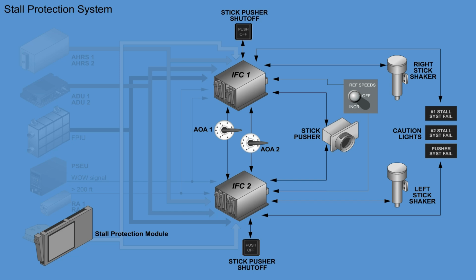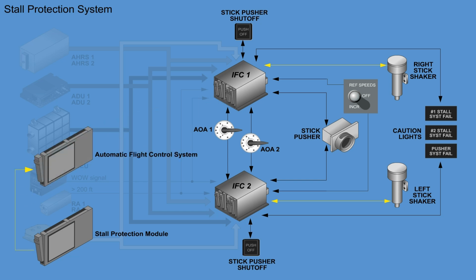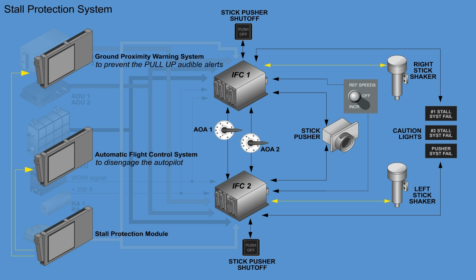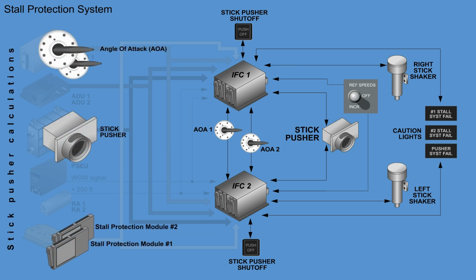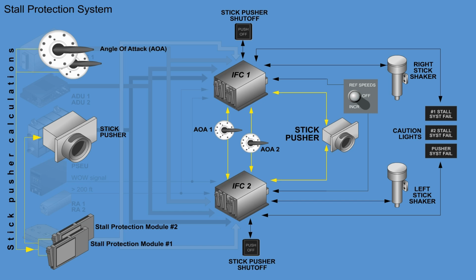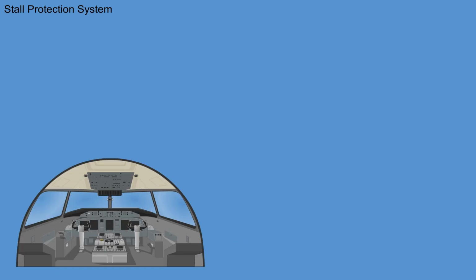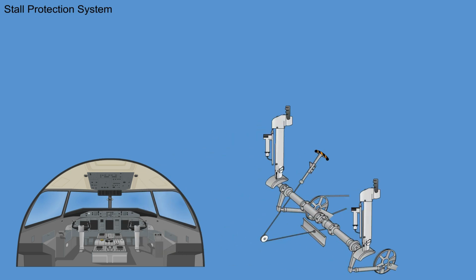When the stall protection modules operate their related stick shaker, a signal is sent to the automatic flight control system to disengage the autopilot and to the ground proximity warning system to prevent the pull-up audible alerts. For the stick pusher calculations, each stall protection module uses the average value of the two angle of attack inputs. When the aircraft is near a stall condition, the stall protection system's stick shakers cause the control columns to vibrate. In addition to this tactile warning, the stick shaker motor and the rattling of the mechanism on the control column creates a loud noise.